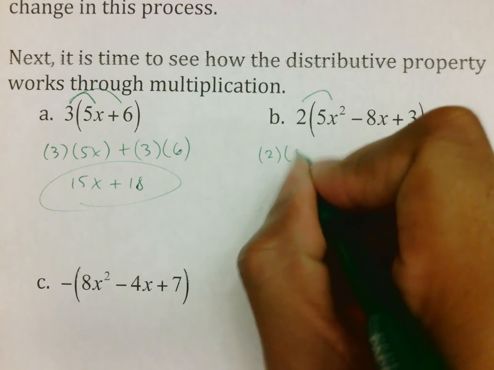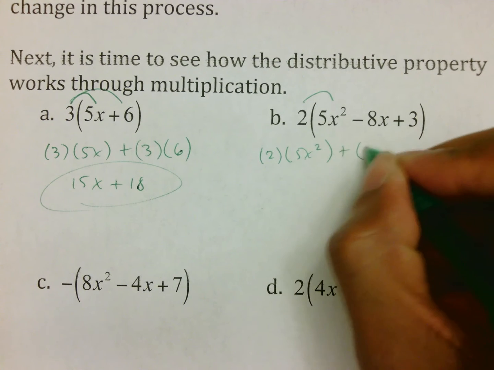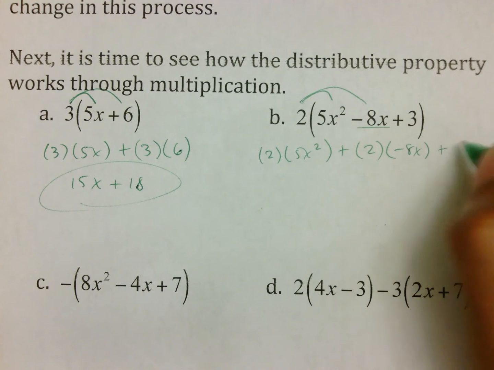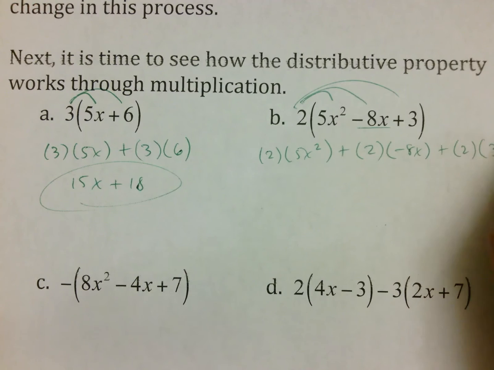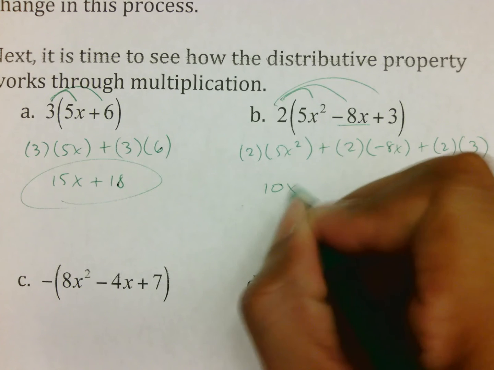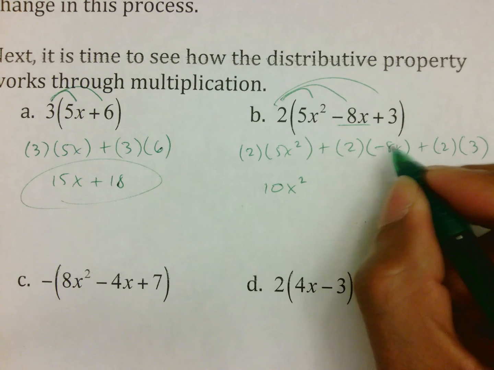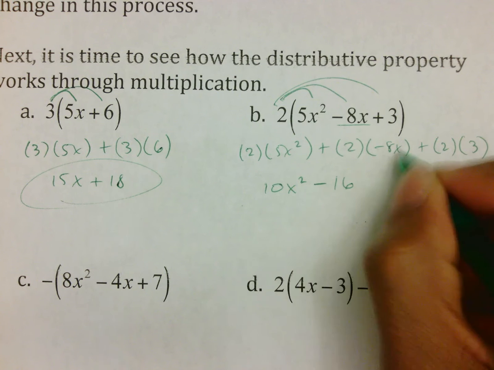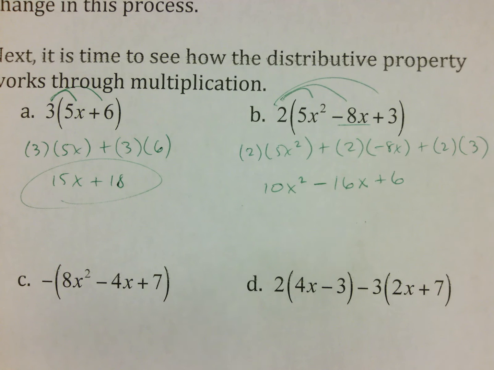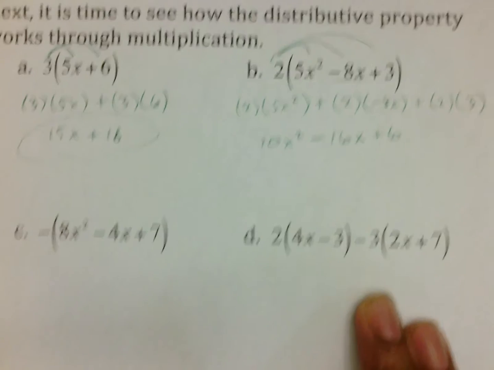So here, 2 meets 5x squared, and 2 meets, make sure you see this as negative 8x, and 2 meets 3. After that, you simply multiply. 2 times 5x squared is 10 with x squared. 2 times negative 8, as you know, is negative 16 with an x. 2 times 3 is positive 6. What you should notice is that the work necessary after grouping these things up is pretty easy. You just have to make sure you group them up right. Most people don't remember to put a negative on that 8, and it causes a whole bunch of problems.